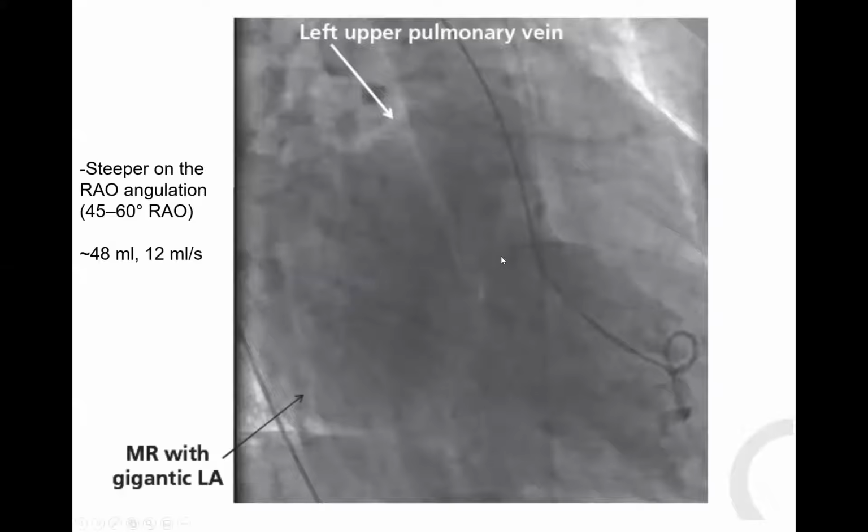So this is an example. This is an LV gram in an RAO view. And you see here a retrograde filling. It's not a playing image. It's not a film, but still you can see the delineation of a huge left atrium. Okay, so this is indicative of, as you can imagine, severe mitral regurgitation.